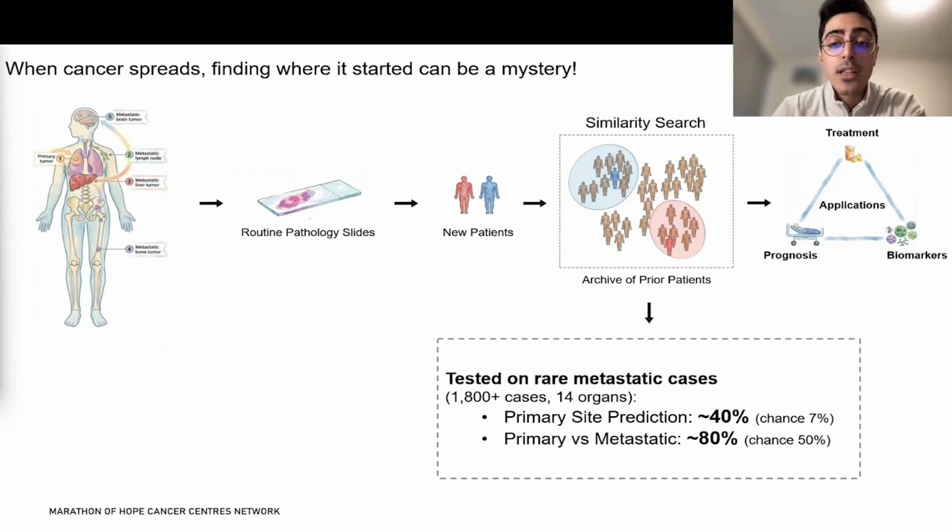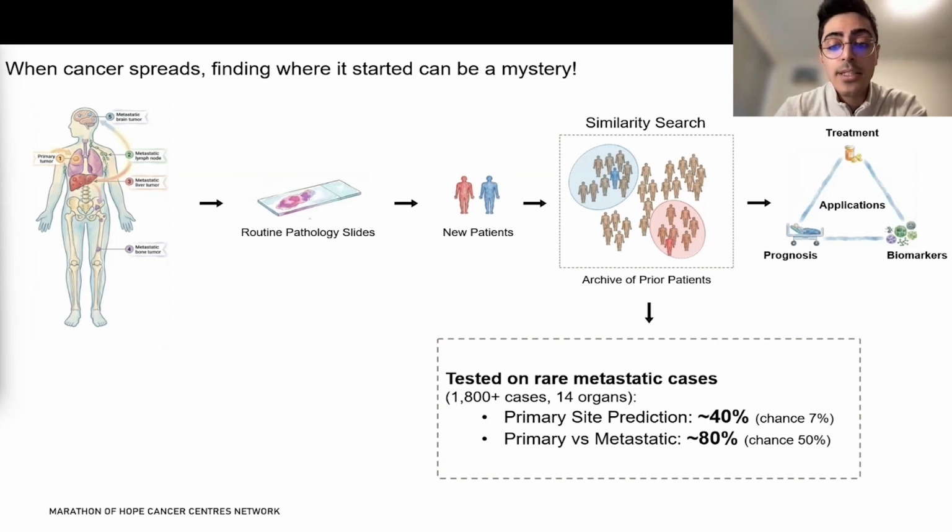So we put this idea to the test on a rare metastatic cohort from BC Cancer's POG program, which is part of Marathon of Hope. We had more than 1,800 rare cases covering more than 14 organs and more than 225 different cancer subtypes.